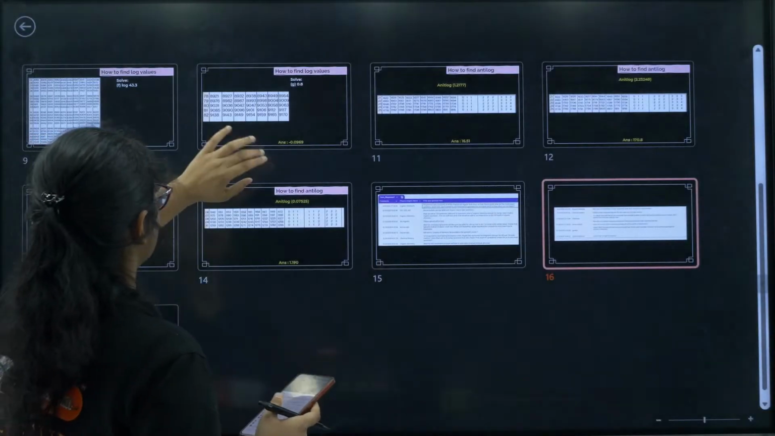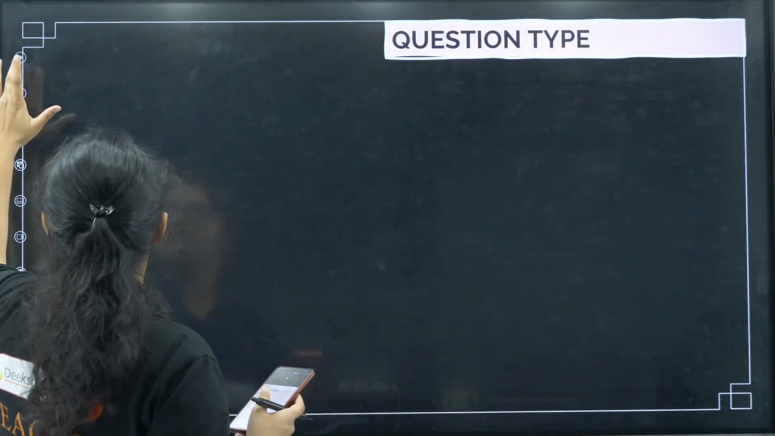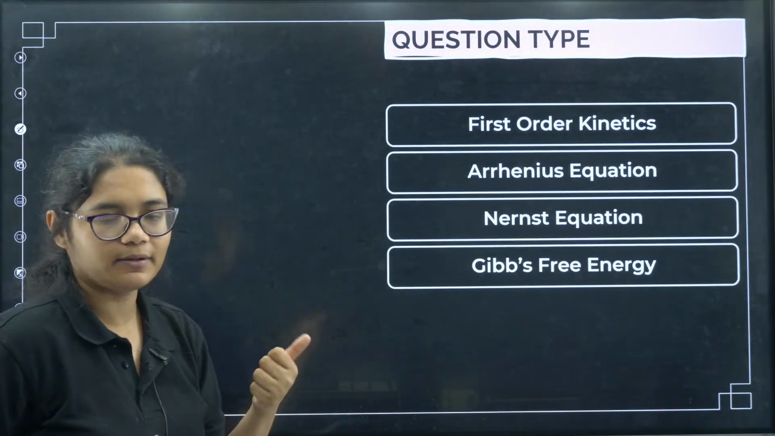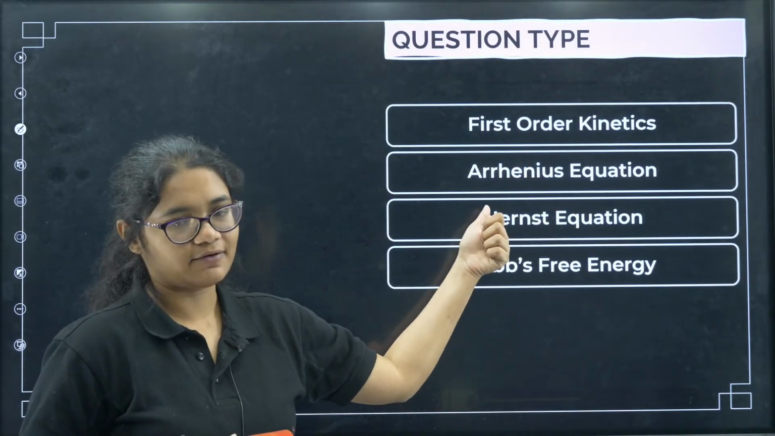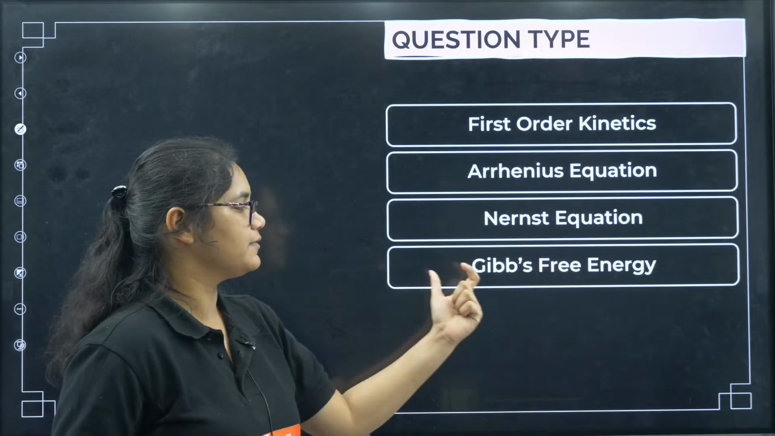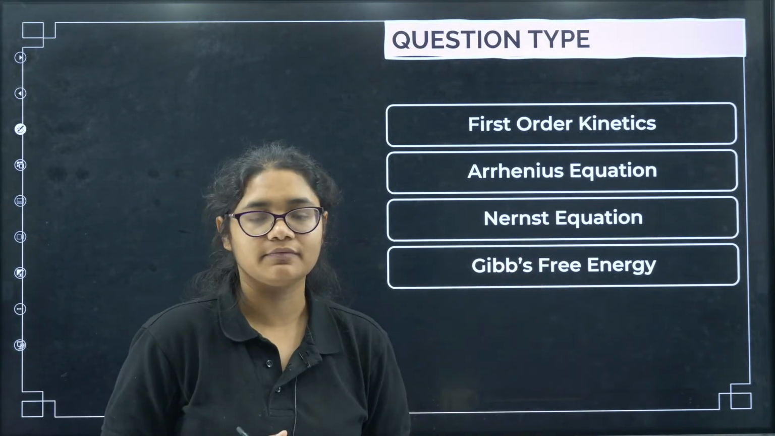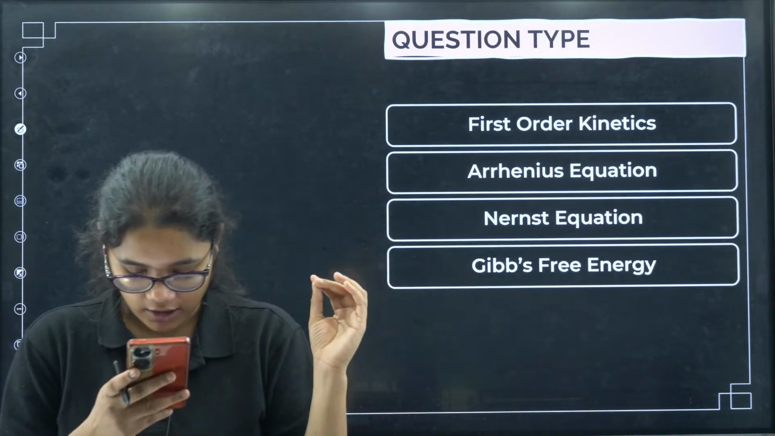Now students, I want all of you to focus on how to use the log table. Those students who are having doubt, let us start with how to use the log table. First of all, in which questions will you require the log table? In first order kinetics questions, in the Arrhenius equation you may have to use the log table, in the Nernst equation you have to use the log table, and also in the Gibbs free energy equation, where you have to find the equilibrium constant, there you have to use the log table, okay.